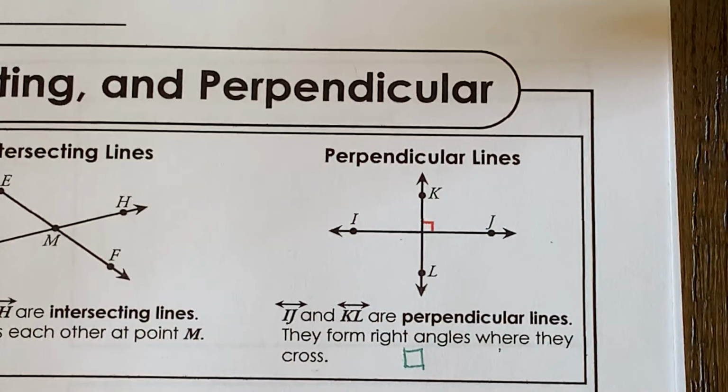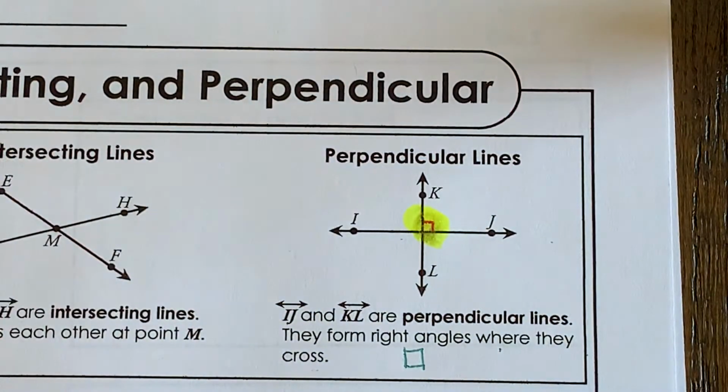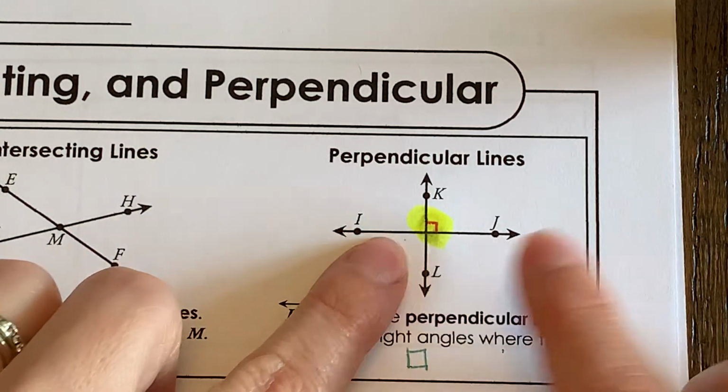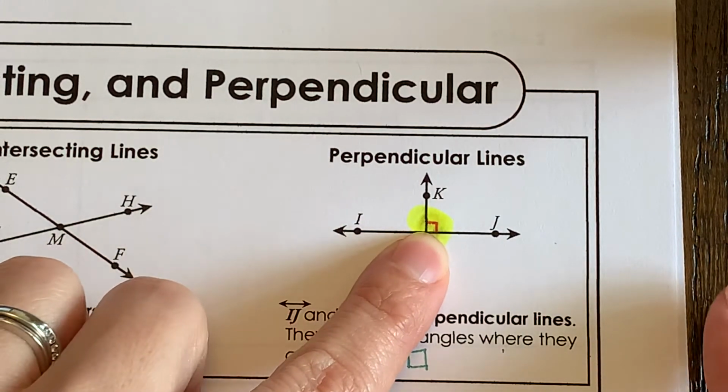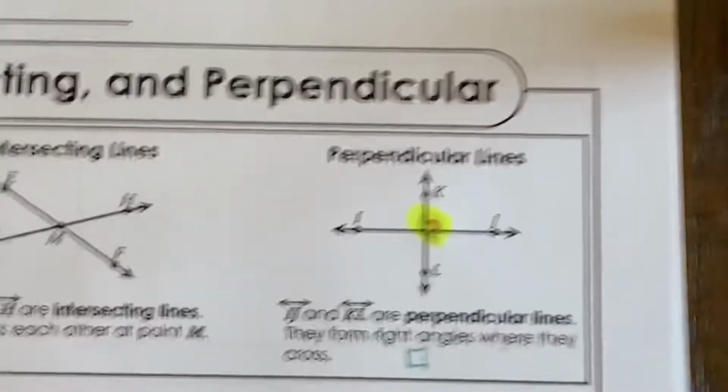So, by the way, let me get my highlighter. This little symbol here, woo, blurry now. That little symbol is the international symbol for right angle. If you see two lines that look almost like that, but they don't have the little square, it is not a right angle. Okay, let's look at our work.